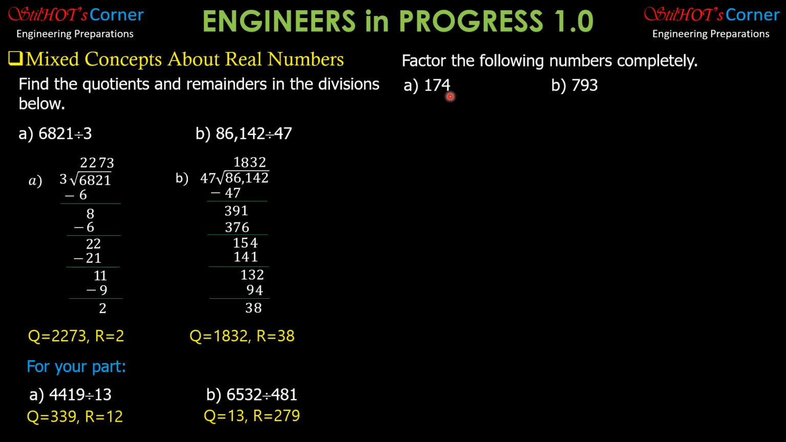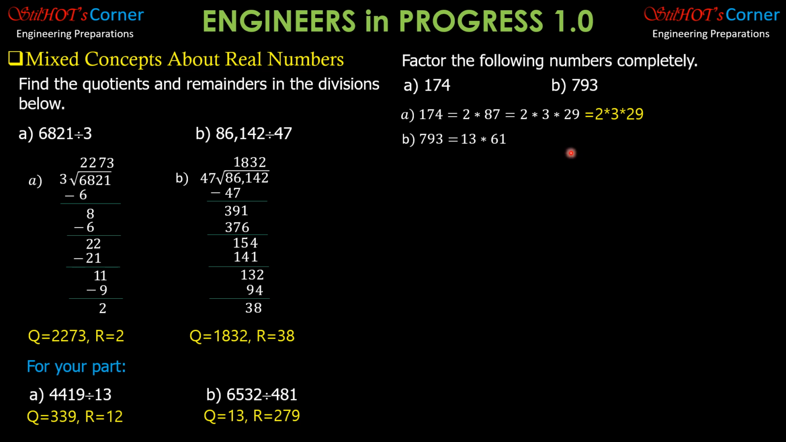Then 87 is 3 times 29. So therefore 174 is 2 times 3 times 29. So 2 times 87, so 2 times 3 times 29. So that's the complete factored form of 174, 2 times 3 times 29.